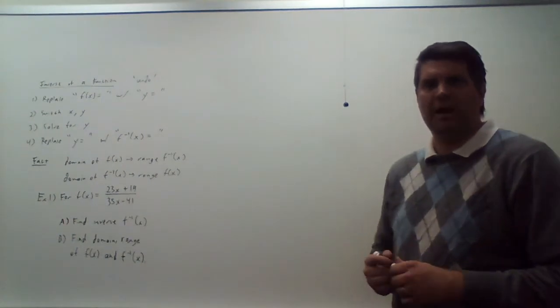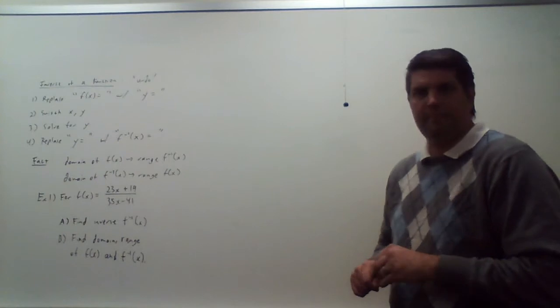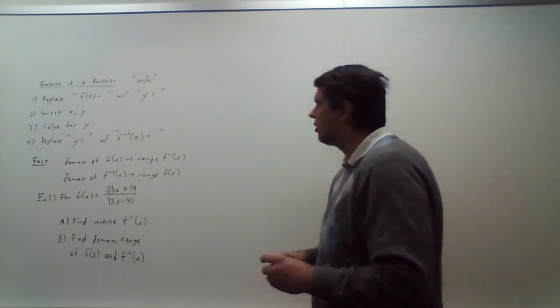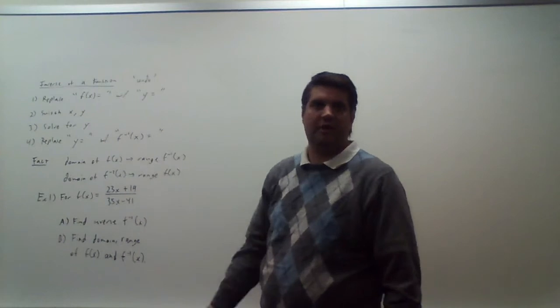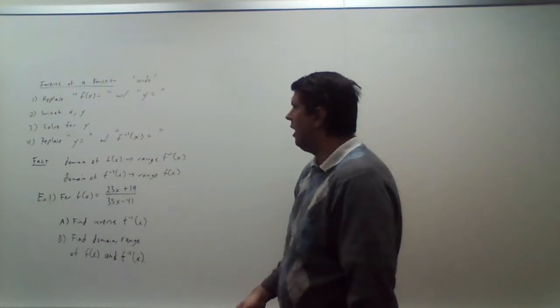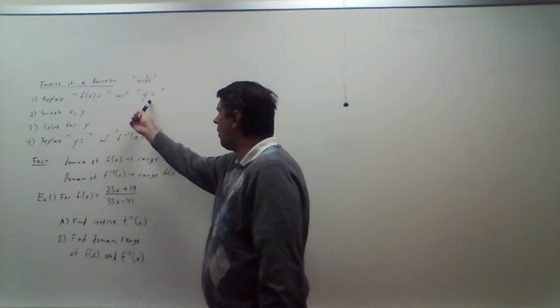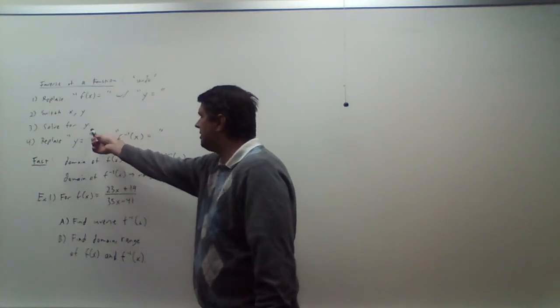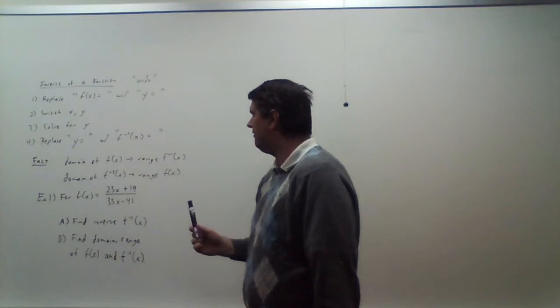All right, I'm going to be talking about function inverses at a fairly advanced level. Steps are already available. And the inverse of a function is essentially its undo. What you do is, if it's f of x, you replace f of x with y equals, switch x and y, solve for y, and replace y equals with f inverse of x.